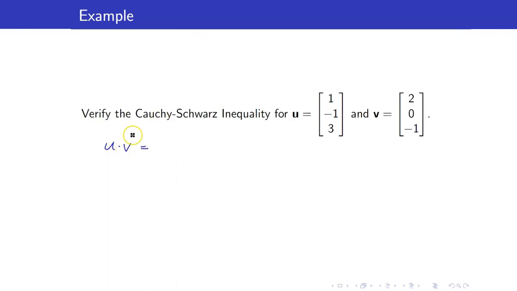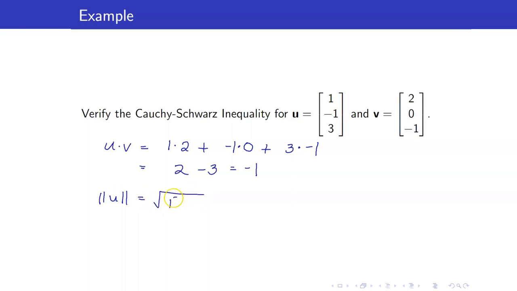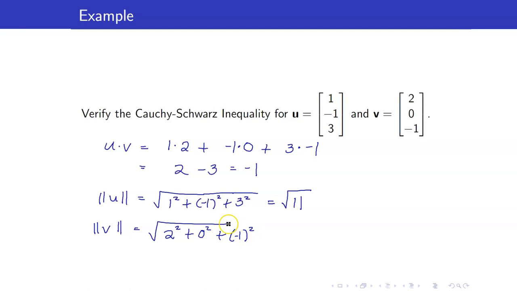First, let us compute u dot v. This is equal to 1 times 2 plus negative 1 times 0 plus 3 times negative 1. So this is 2 minus 3, that's negative 1. Next, the magnitude or length of u is the square root of 1 squared plus negative 1 squared plus 3 squared. We're just getting the square of the components, add them up, and get the square root. So this is 1 plus 1 is 2 plus 9 is 11. So we have square root of 11. And the norm of v is equal to the square root of 2 squared plus 0 squared plus negative 1 squared, which is equal to the square root of 5.